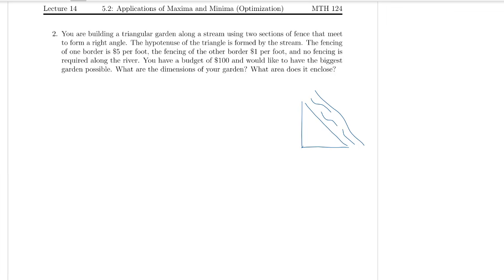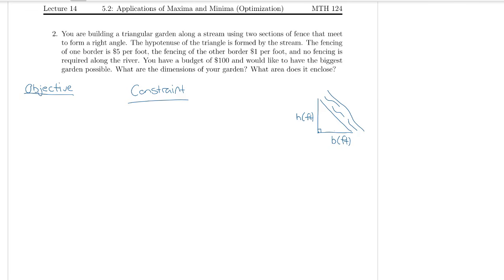We always want to label our diagrams with lengths. It would be strange for us to label these with a rate of cost, so $5 per foot doesn't really make sense as a label. For triangles we usually call these things base and height, so let's call this B and H. Just as a reminder, I'll write feet here. Our objective function is, in this case, area, because we want the biggest garden possible. You just have to look for that language, as you see in the last sentence: we want to have the biggest garden possible. The area of a triangle, we'll call that A, is 1/2 the base times height.